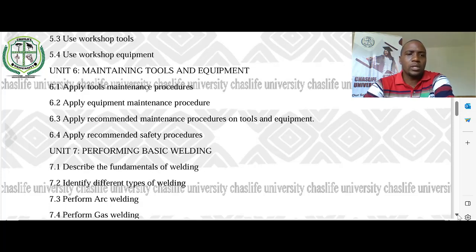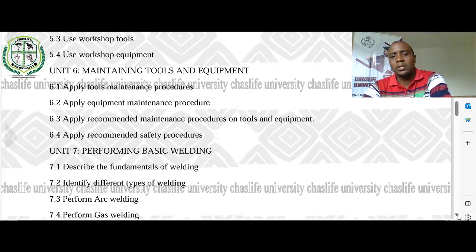We are also going to look at applying equipment maintenance procedures. Okay, we're also going to look at applying recommended maintenance procedures on tools and equipment. We will also look at applying recommended safety procedures. We move on to Unit 7.